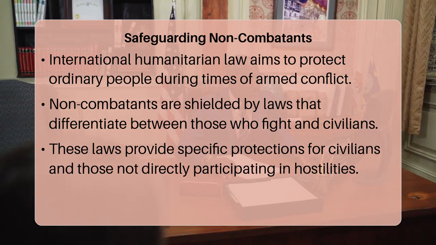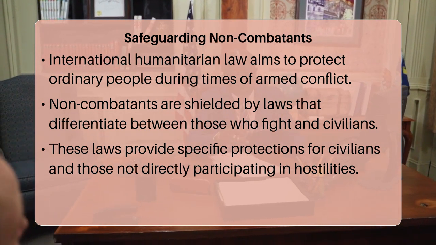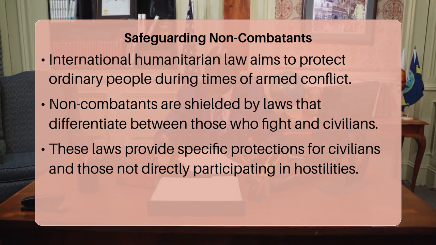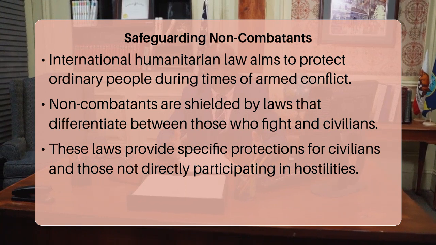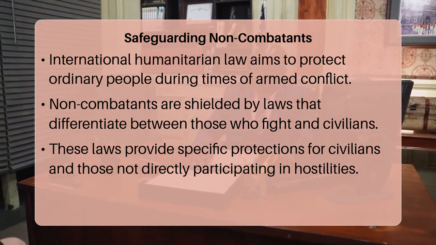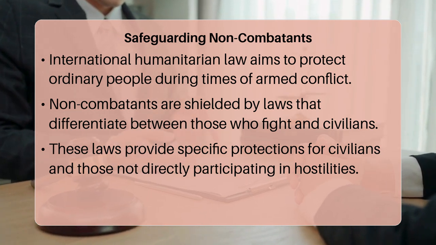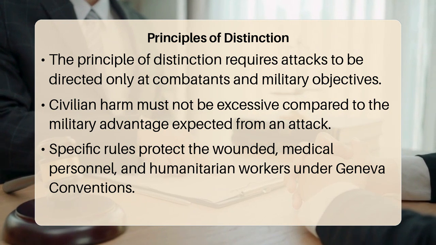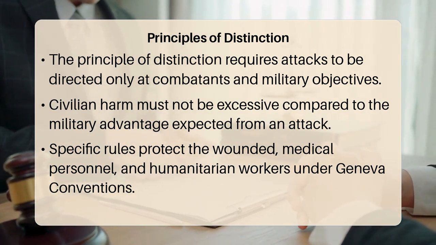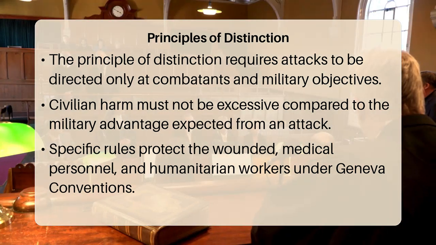This body of law establishes clear distinctions between those who fight and those who do not, granting specific protections to the latter. The core mechanism behind this protection is the principle of distinction, which mandates that parties to a conflict must always distinguish between combatants and civilians, and between military objectives and civilian objects. This means that attacks may only be directed against combatants and military objectives.